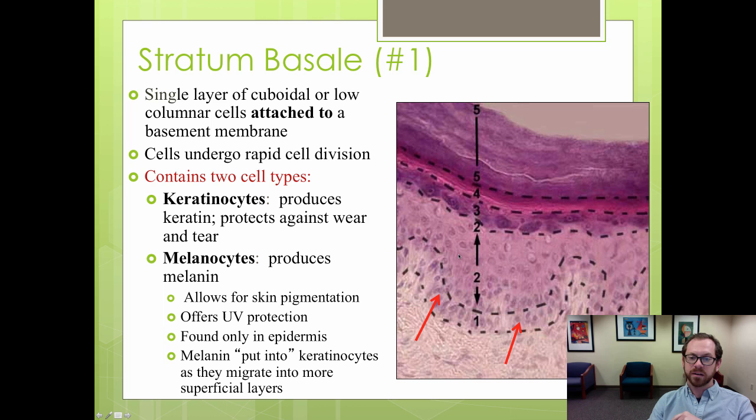And as they migrate up to these superficial layers, when they get to that most superficial layer, these cells are going to be fully keratinized, but they're also going to contain melanin.